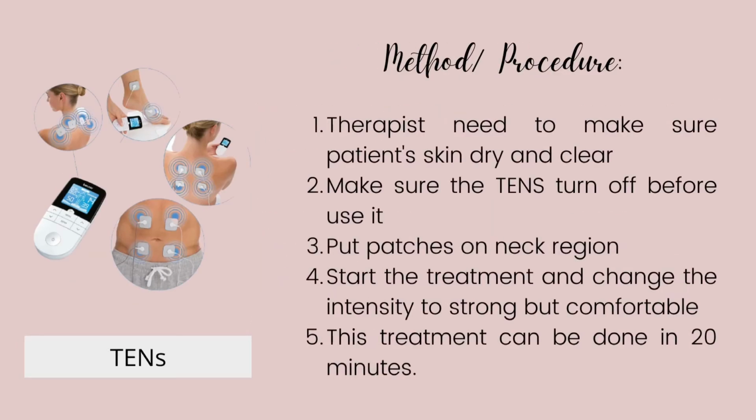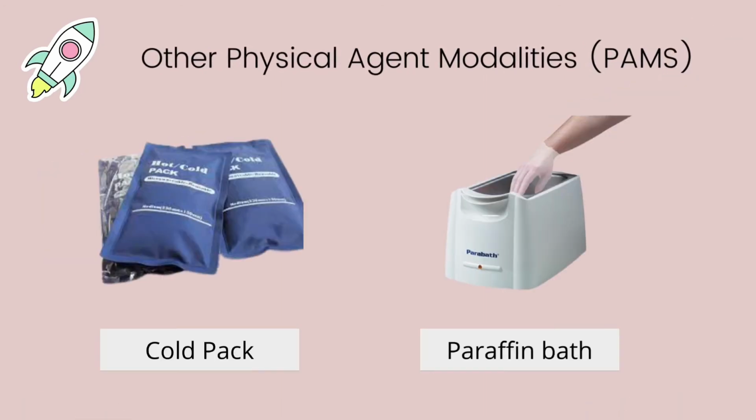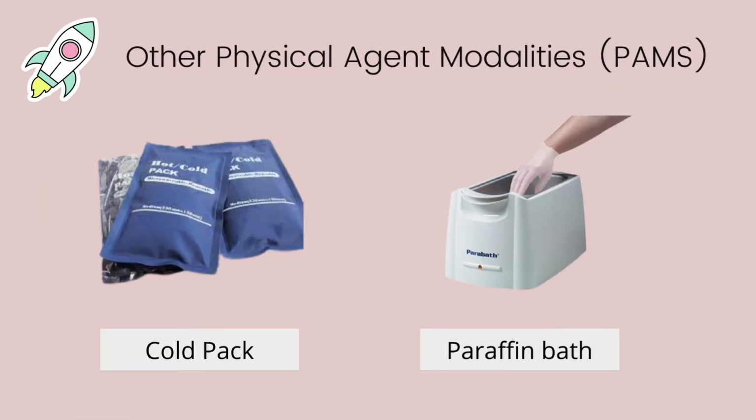For TENS, therapists need to make sure patients' skin is dry and clean, and make sure the TENS is turned off before you start. Then put the patches on the neck region, start the treatment, and change the intensity to strong but comfortable. This treatment can be done for 20 minutes. These are the other physical agent modalities that can be used for patients with cervical myelopathy.